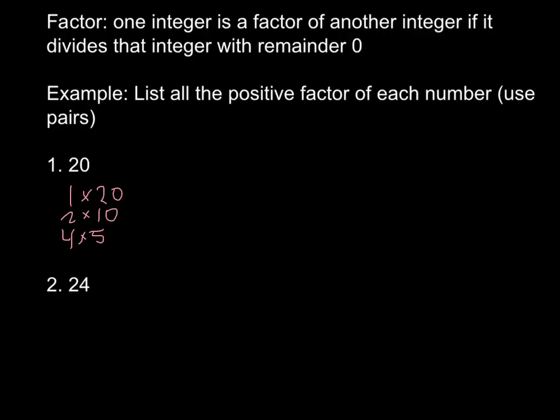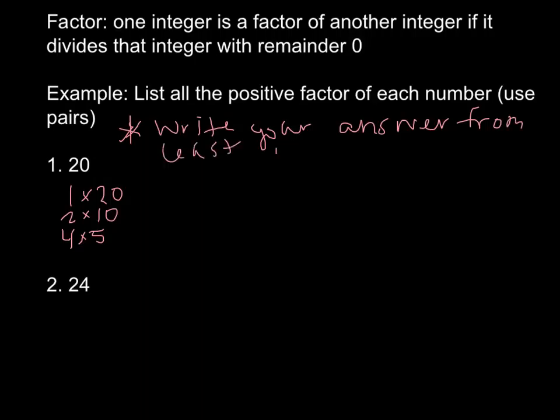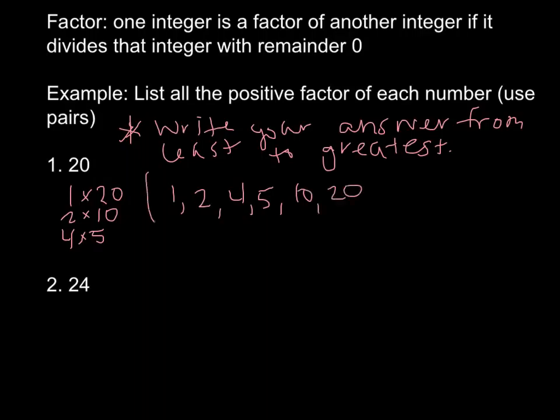So then when I write my answer, let's star this. Write your answer from least to greatest. Always write your answer from least to greatest. Okay, so then I would just do 1, 2, 4, 5, 10, and 20. This would be my answer. This is my work that I need to have.